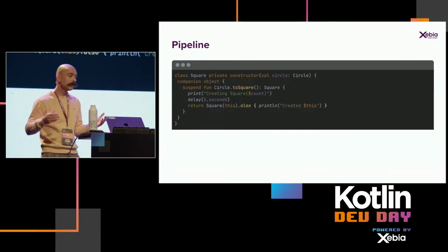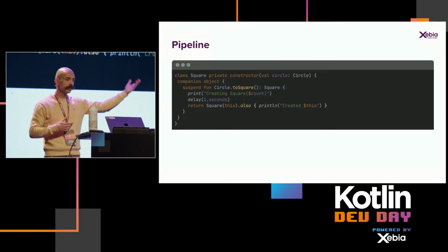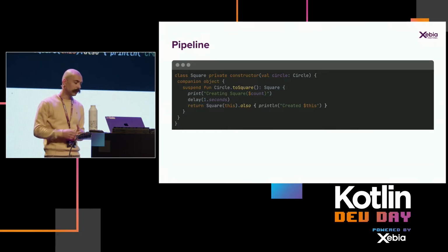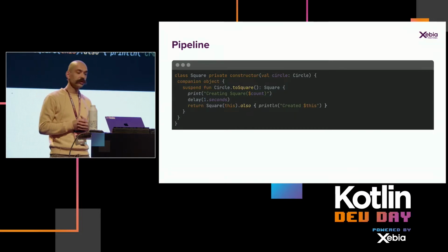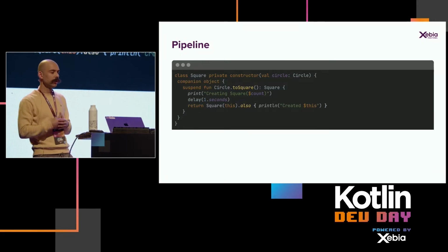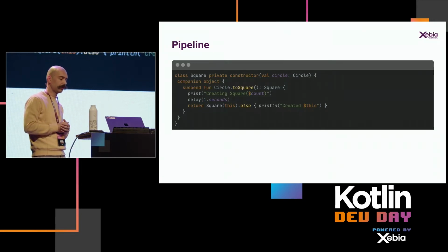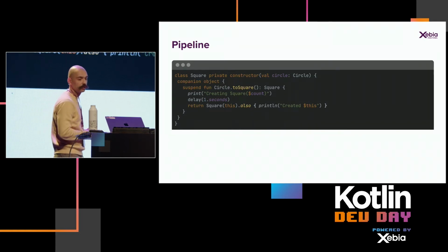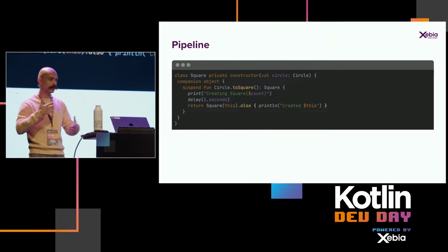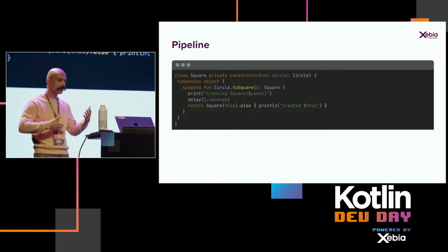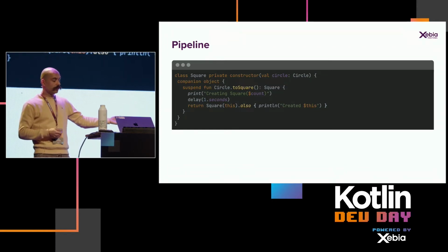And then we have our pipeline, the function that transforms our upstream of circles into the downstream of squares. Here I've created a Square class that has a private constructor, because it's not possible for anybody to arbitrarily create the squares. So in the companion object, I create a suspend function that takes the circles and turns them into squares. As you can see here, it takes 1 second to convert the circle into a square. Like I said, I'm emulating that we're doing some graphical processing, so it takes some time to turn the circle into a square.